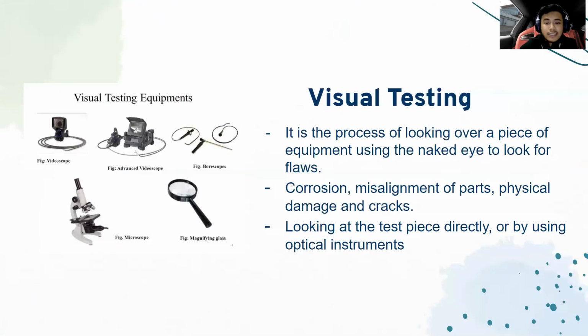Okay, so next we talk about visual testing, which is one of the types of non-destructive testing, because there are many types of it. For visual testing, as we know, this is the oldest and most basic method of inspection. It is the process of looking over a piece of equipment using the naked eye to look for flaws. It requires no equipment except the naked eye of a trained inspector.